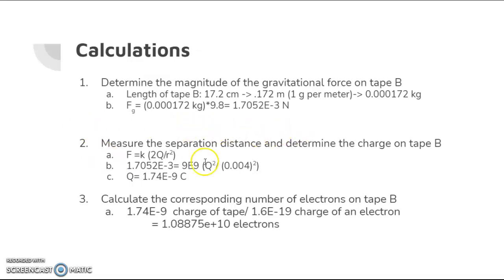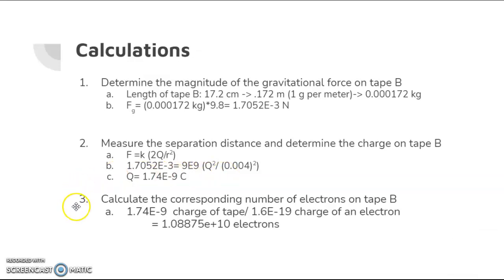Now, using this number, we can find the charge through Coulomb's law. In the second calculation, we measured the separation distance, which was 0.004 meters. Since we also know the force, we can plug everything in to find Q, which is 1.74 times 10 to the negative 9 coulombs.